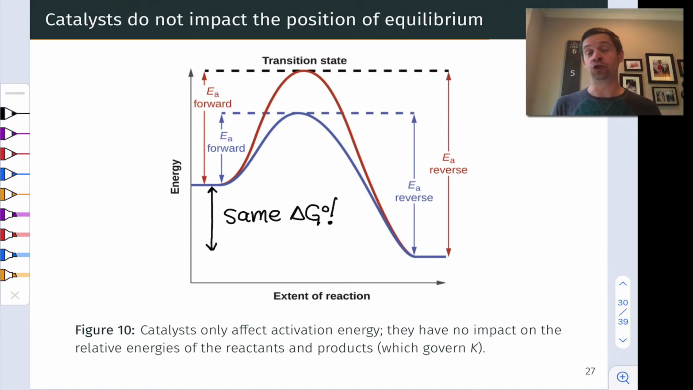And so catalysts do not impact the position of equilibrium, and we can't use a catalyst to shift an equilibrium toward products or toward reactants. This is an important intuition, particularly if you'll go on and take more advanced chemistry courses. A catalyst, a true catalyst, cannot make a reaction that is thermodynamically unfavorable favorable. We can't use a catalyst to get more product out of a reaction than we would have in the absence of the catalyst.